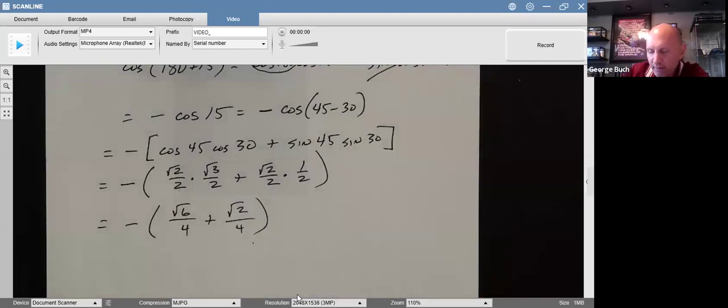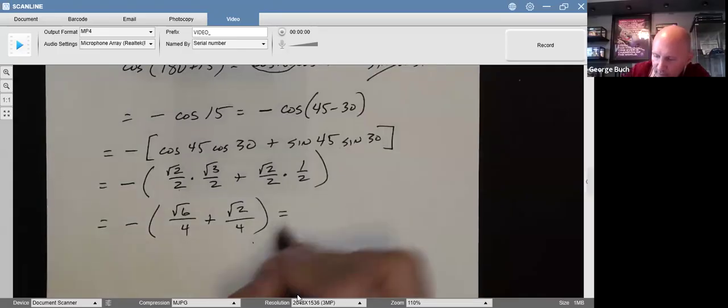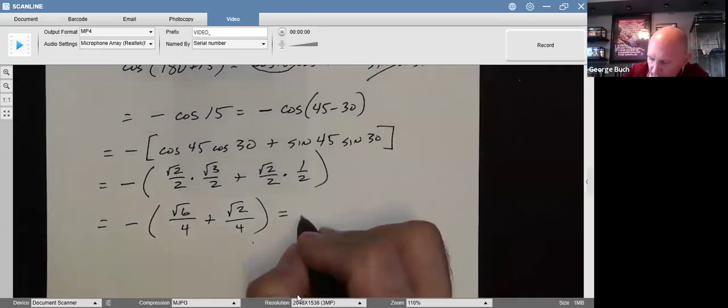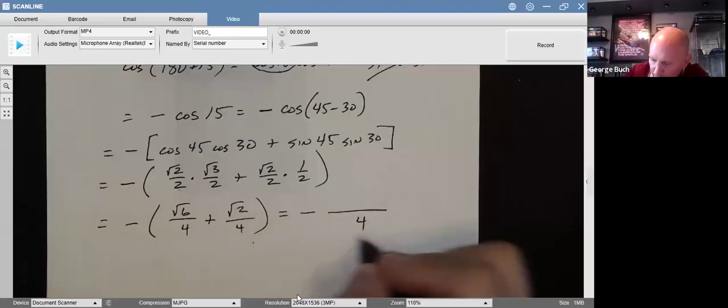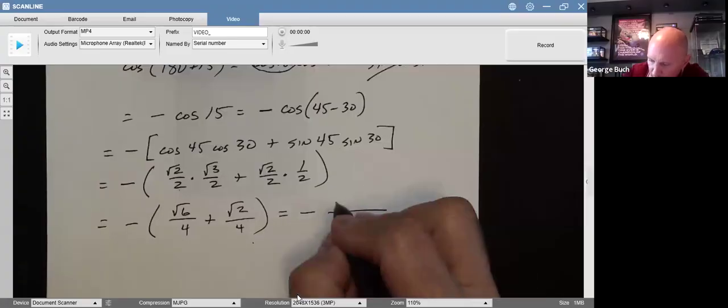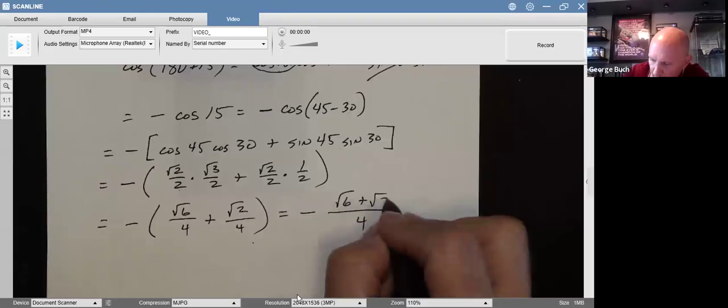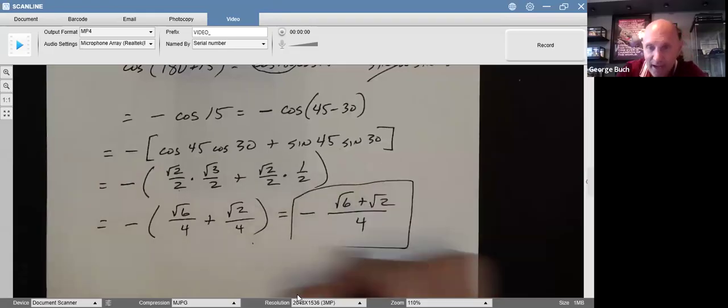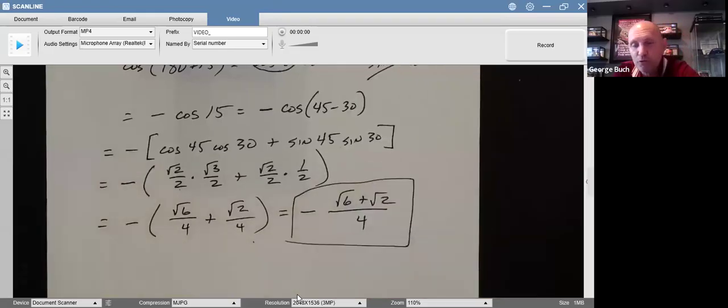So if all of a sudden I had a denominator of 4 here and 2 here, I'd probably goof something up, because that's not going to happen that way. So now since they have the same denominator, just combine them. So we have negative, we have 4 in our denominator, and then just root 6 plus root 2. And that is the exact value. That's not a value rounded to 2 decimal places or however many you think it should be rounded to. It's the exact value.